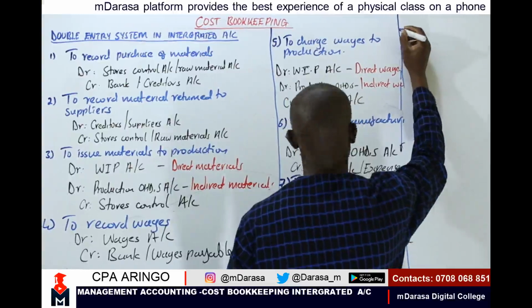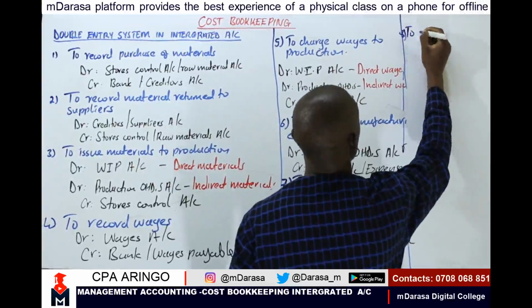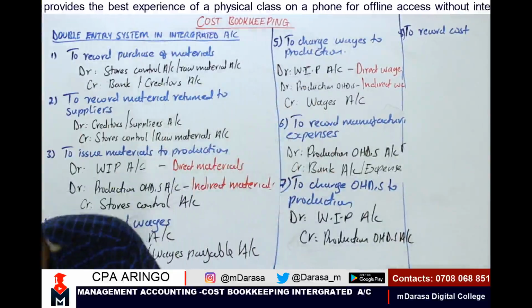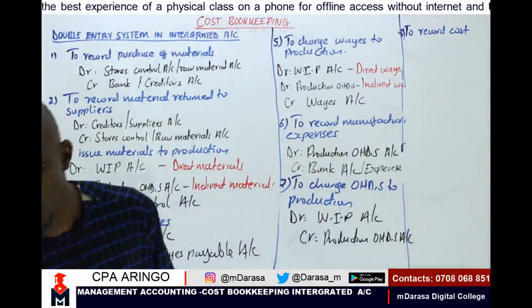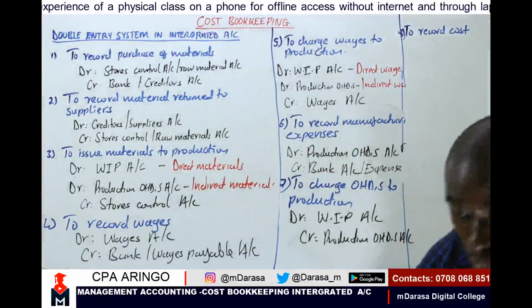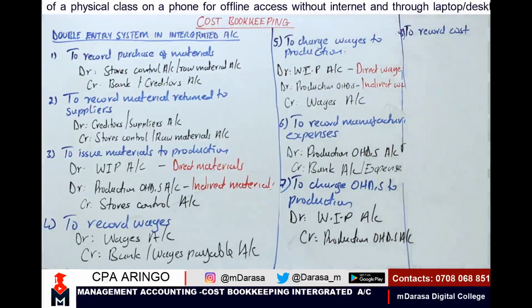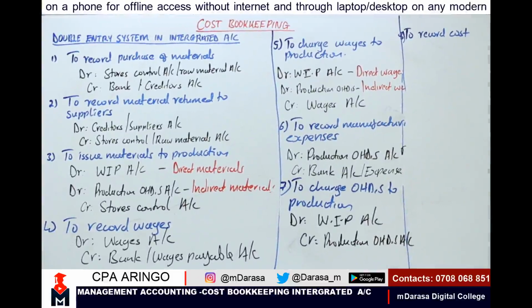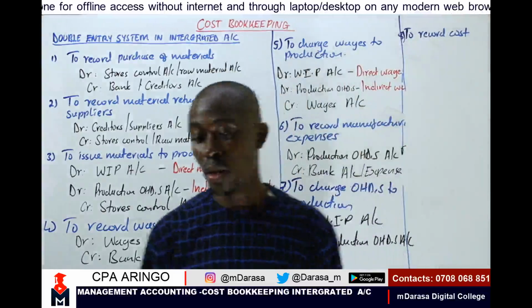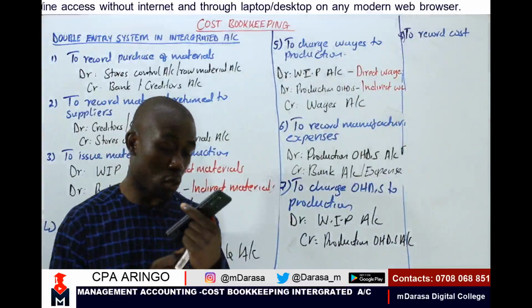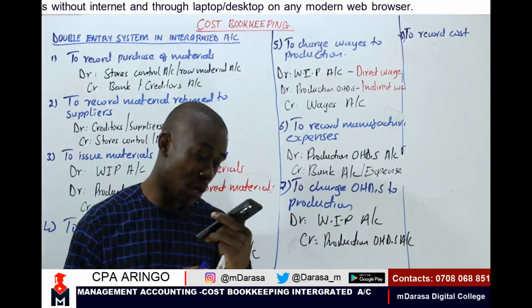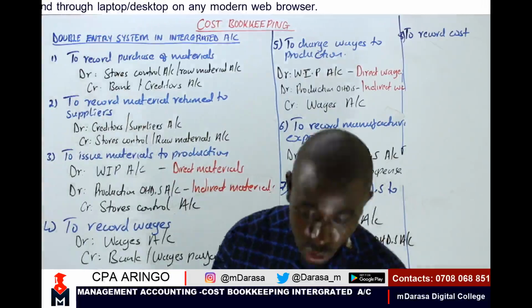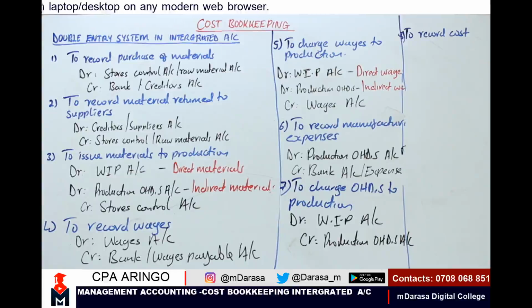To record, this is number 8. To record cost of goods produced. So to record cost of goods produced, what will we be having? We just have it right now. To record our cost of goods produced, number 1, I'll always be talking of finished goods account and work in progress account.